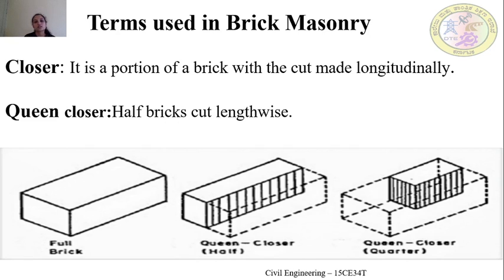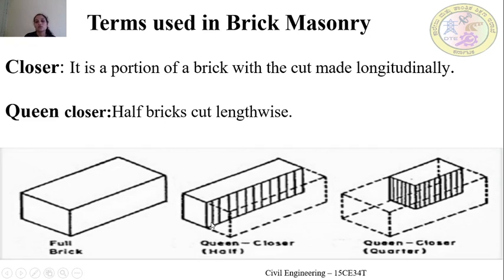Okay. The next term is the closure. What is closure? Closure means it is a portion of a brick with the cut made longitudinally. So if the cutting is made in the longitudinal section, then that is called as the closure. So let's discuss types of closure so that you will understand better.